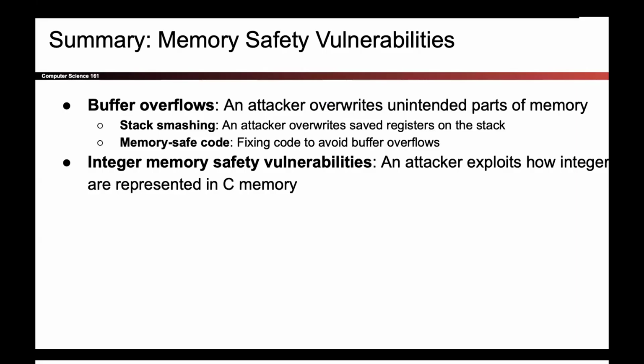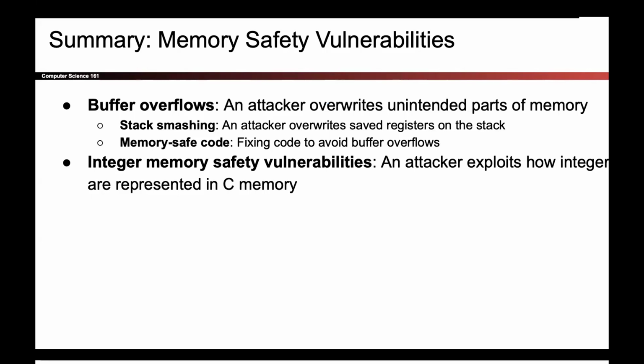Okay. So in summary, what I've been showing you is memory safety vulnerabilities. And there's all sorts of ways this can happen. They generally involve writing outside the bounds of some memory area. So stack smashing, writing outside the bounds of a stack allocated array and overwriting the RIP. But it can also happen to heap allocated stuff.